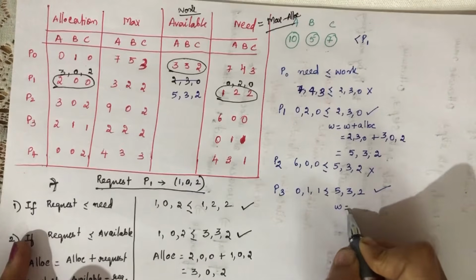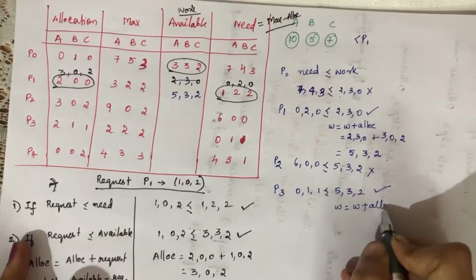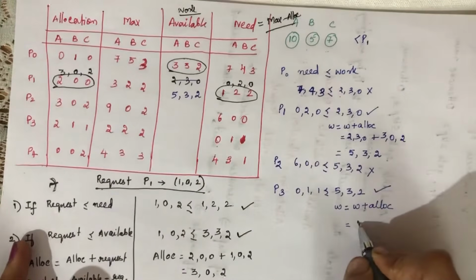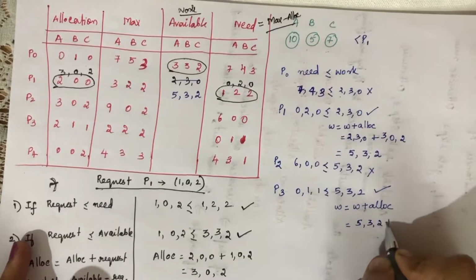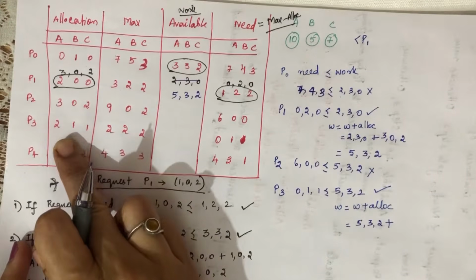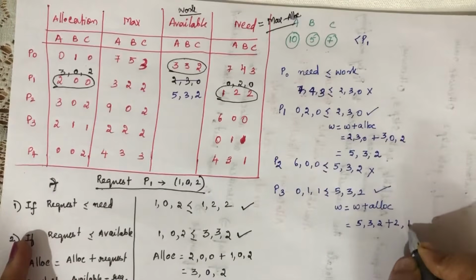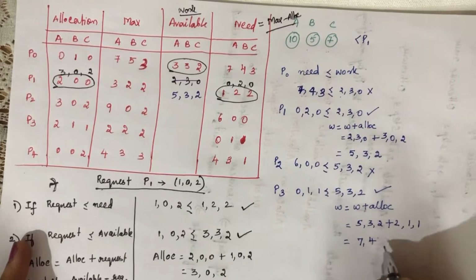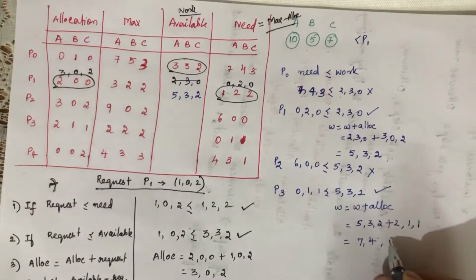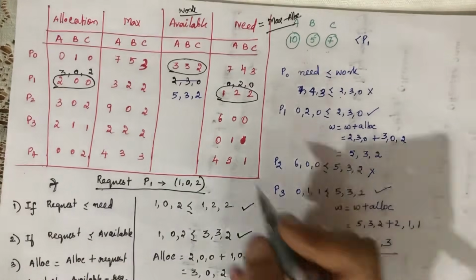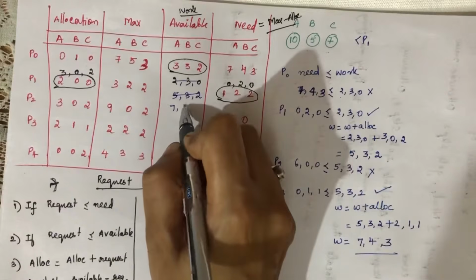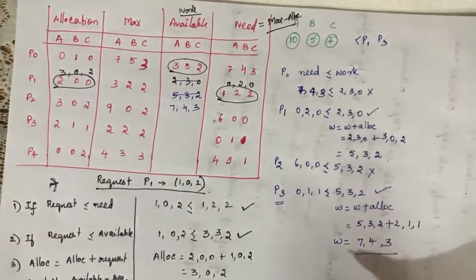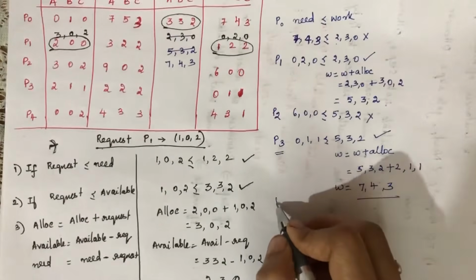So the new work value will be work value plus allocation value. The work value over here is 532, plus the allocation value for the process P3, which is 211. So 5 plus 2 is 7, 3 plus 1 is 4, and 2 plus 1 is 3. This is the new work value, 743. We will add this process P3 to the safe sequence. Next we will go for the next process, P4.